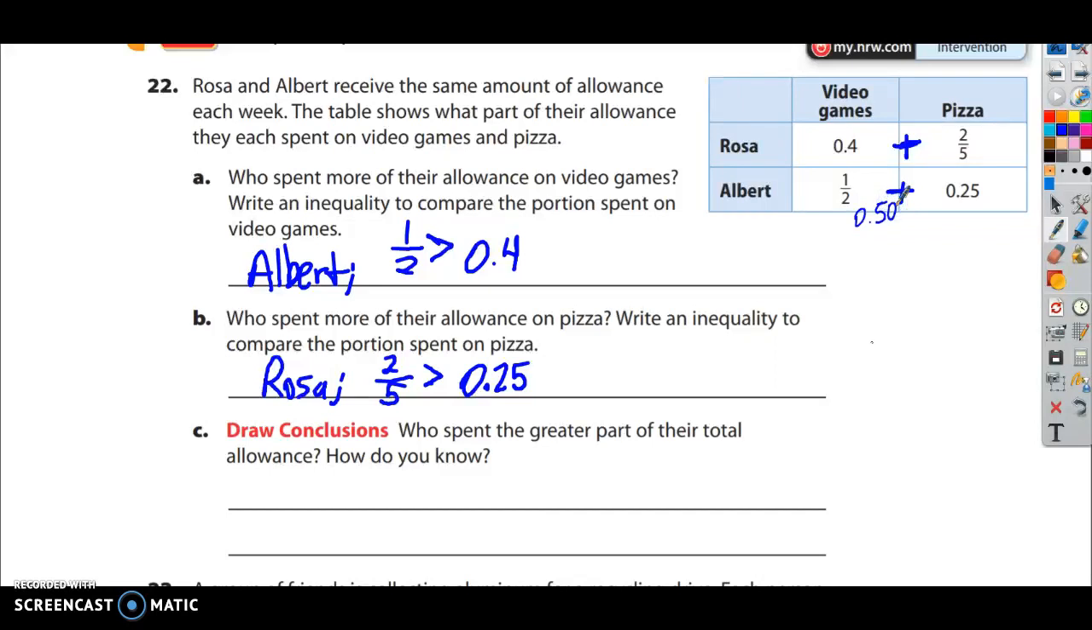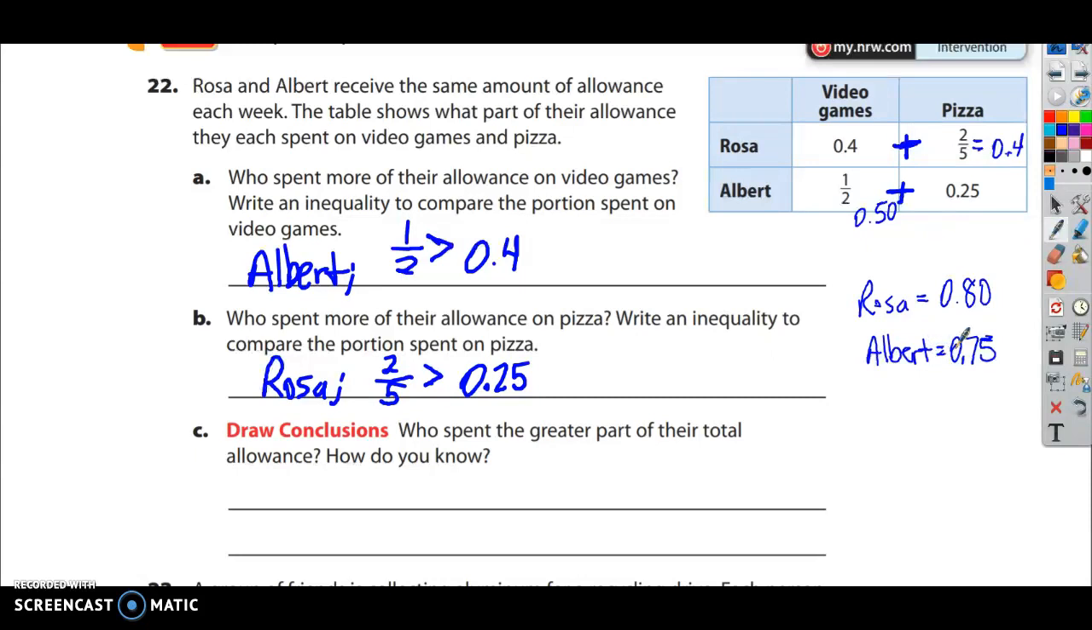So if you add up Albert's, it'd be 0.50 plus 0.25, and that's like adding money. 50 cents and 25 cents is 75 cents. And if you add up Rosa's, Rosa has 0.4 here, and then we also know that this is actually also 0.4. 0.4 plus 0.4, that's 0.8, which is the same thing as 0.80. So Rosa spent 0 and 8/10 or 80/100. Albert spent 75/100. 80 is clearly larger.